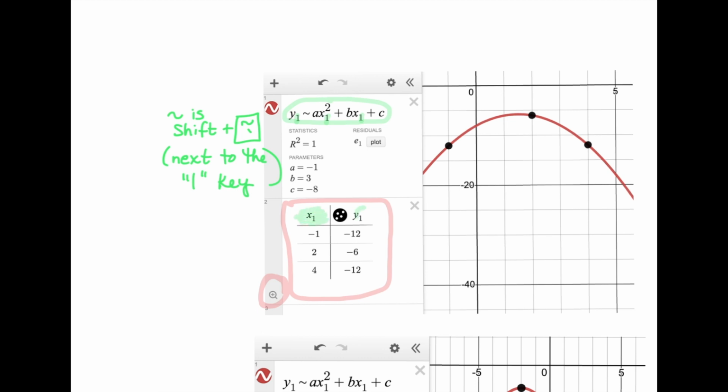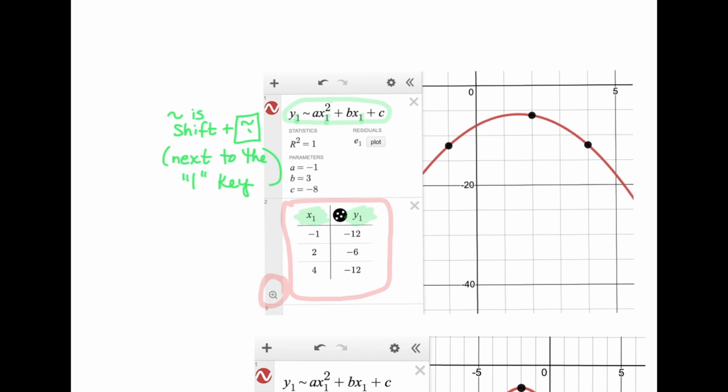The other thing that I want to point out is that you need to double check, especially if this isn't your first graph and you haven't refreshed Desmos, that the x1 and y1 in your table have to match the x1 and y1s in your equations. And if they don't, you can change them. I would change the ones in the table because there's fewer of them. But if your table says x2 and y2, then your equation has to say y2 and x2.